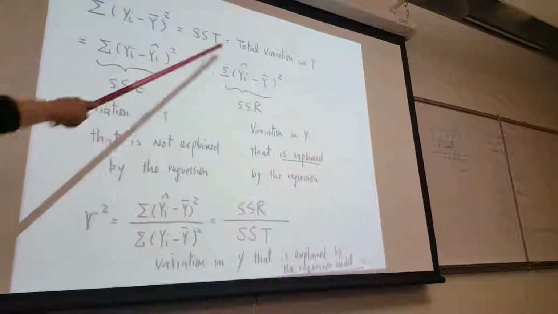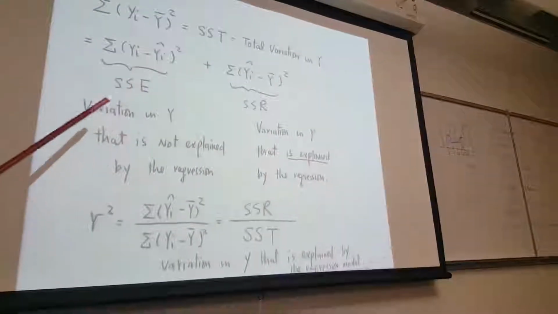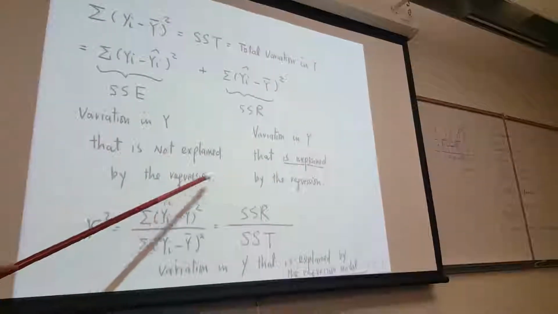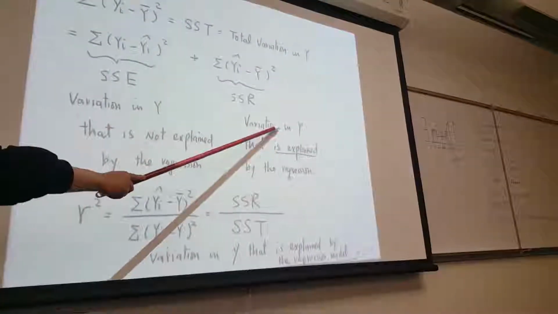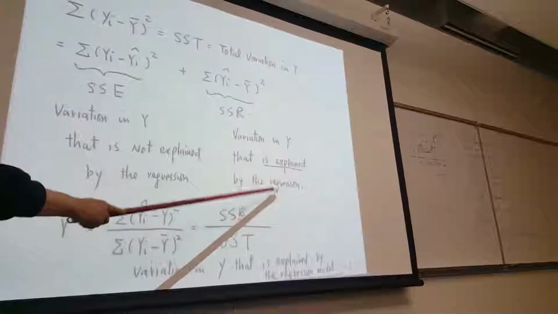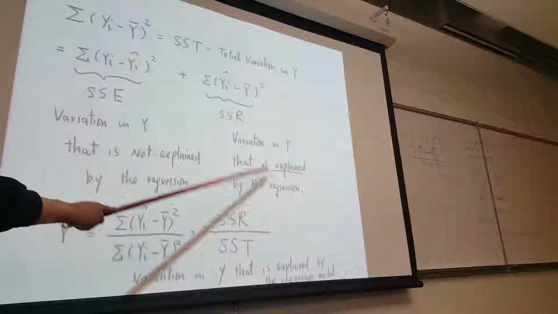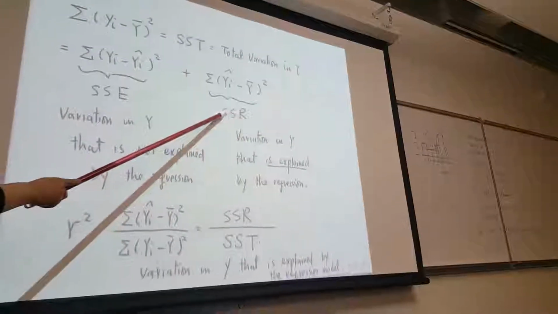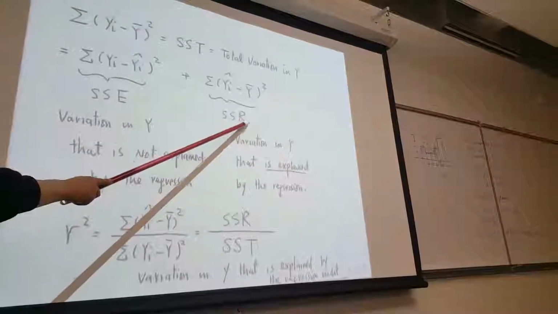And if this is total variation in Y, this is variation in Y that is not explained by the regression model. Then this term is variation in Y that is explained by the regression model. So for that, this is explained by the regression model. We call this term SSR. R means regression. Sum of squares regression. Okay?